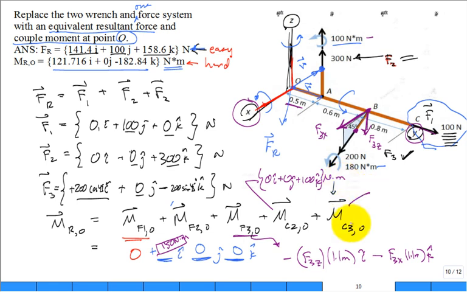And likewise for down here, the second couple, which I'm calling associated with the force 3, that's going to have something in the I, which will be 180 times the cosine of 45 in the I, right? And then 0 in the J, and in the K, minus 180 sine of 45 in the K, all having units of Newton meter.